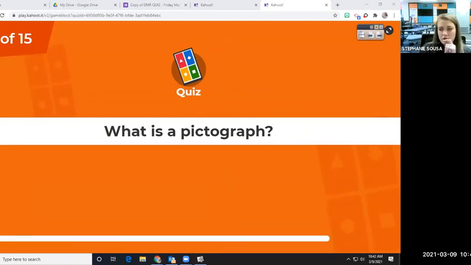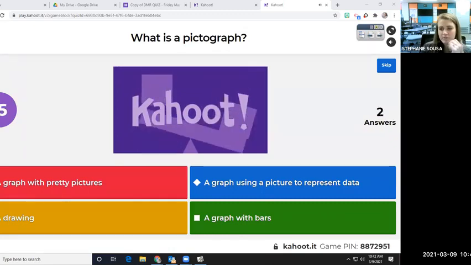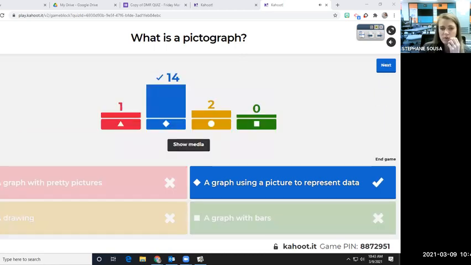What is a pictograph? A graph using a picture to represent. Who said a graph with pretty pictures? Y'all been doing graphing for 3 weeks now, and you're going to say it's pretty pictures. Come on now. A graph using a picture to represent data is correct.